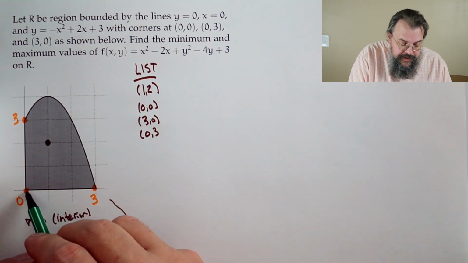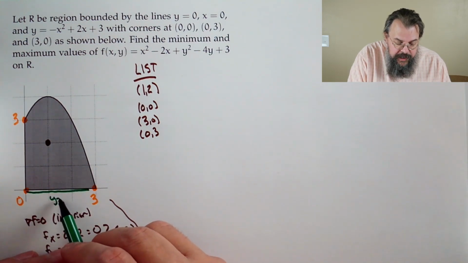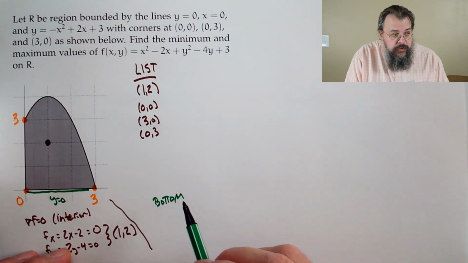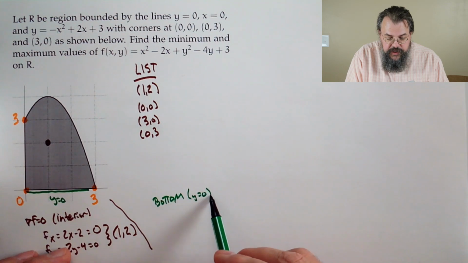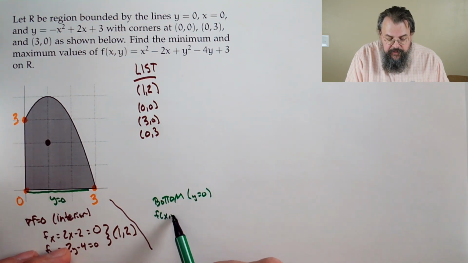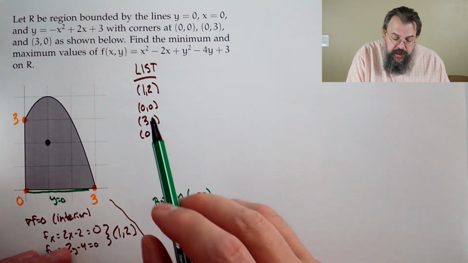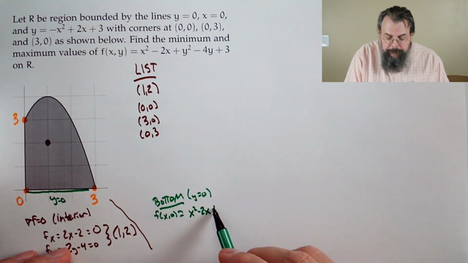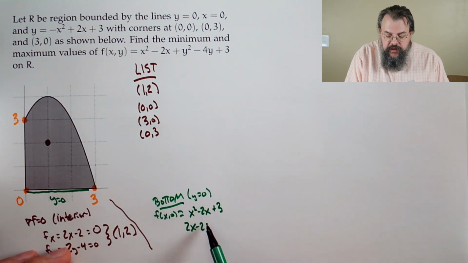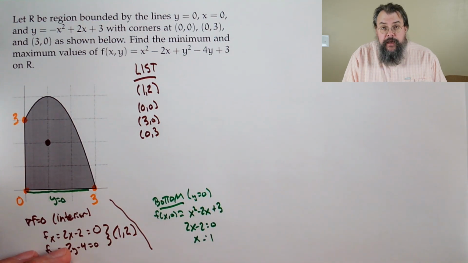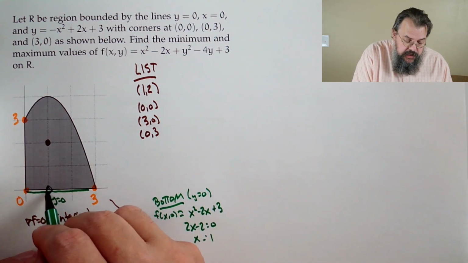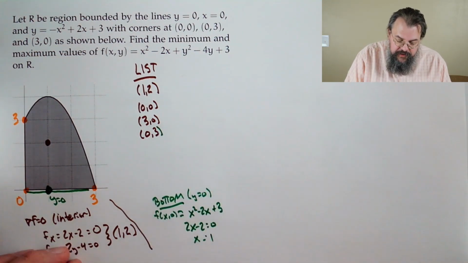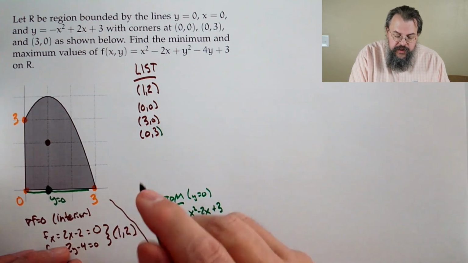The bottom curve, that would correspond to when y equals 0. So for the bottom, our function is really f of x comma 0. Well, that would be x squared minus 2x plus 3. Take the derivative, set it equal to 0, and we get x equals 1, which says that point. There we go. So that's on our list. Whoops, I forgot my parentheses there. So 1, 0. Good.